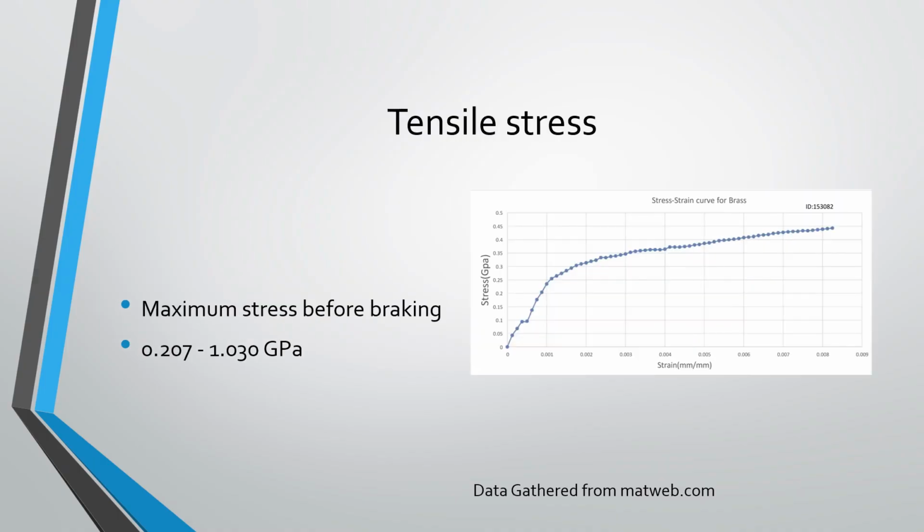The tensile stress, or the ultimate tensile strength, is the highest amount of stress a specimen can handle before reaching failure. Brass typically has its ultimate tensile strength landing between 0.207 to 1.03 gigapascals, an average being around 0.4 gigapascals. Ours is around 0.45 gigapascals, so right there in that sweet spot.